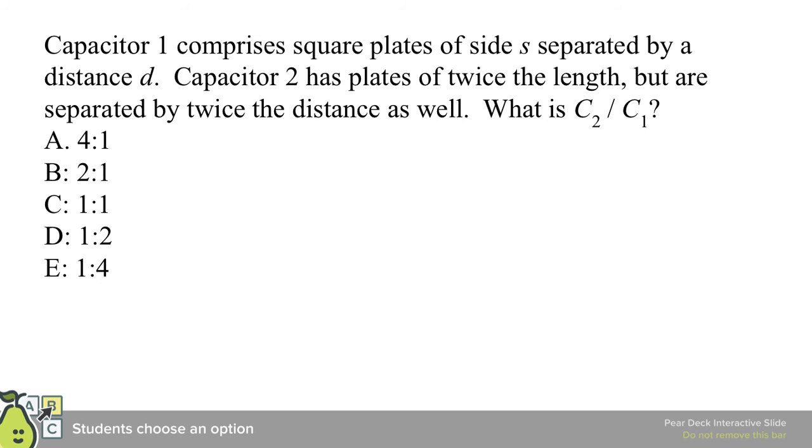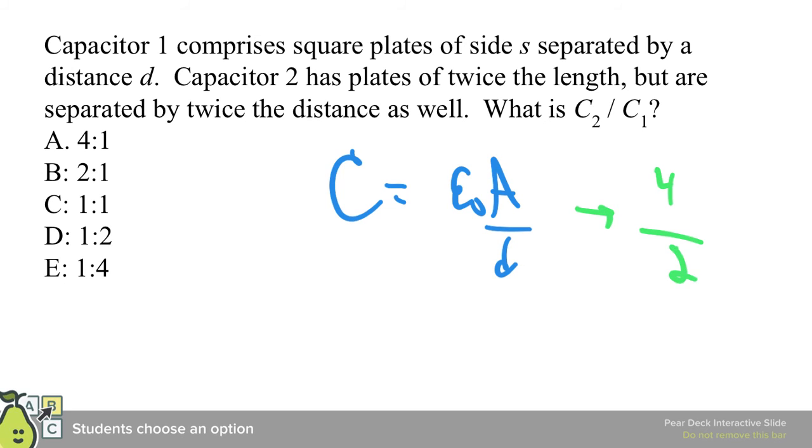Capacitor 1 comprises square plates of side s separated by a distance d. We do assume d is much smaller than s. Capacitor 2 has plates of twice the length, but they are separated by twice the distance as well. What is the ratio of capacitance 2 to capacitance 1? Remember, the capacitance is epsilon naught A over d. So if we double s, we've made A go up by a factor of 4. We've doubled d as well. That ends up being 2 to 1. It's more capacitance, but not quite as much as we might imagine.